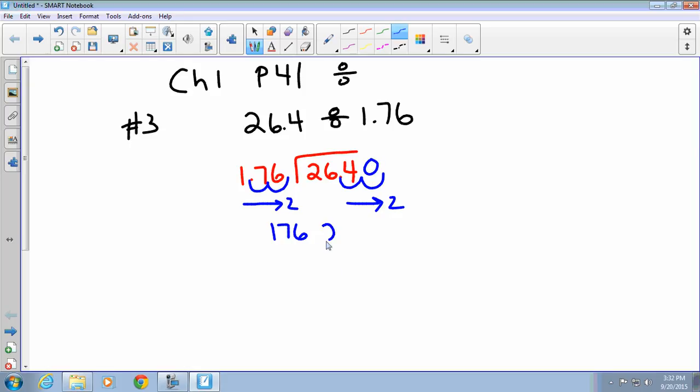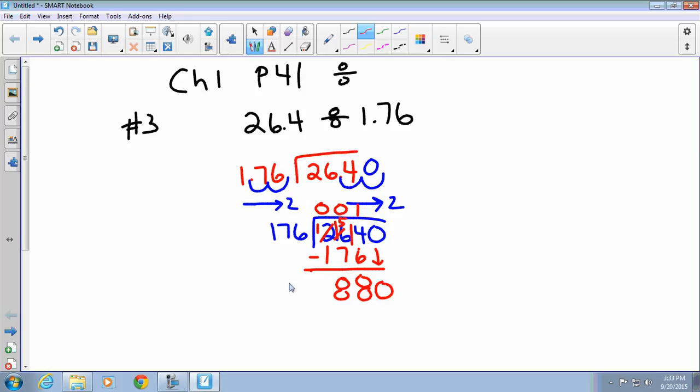My new problem becomes 2640 divided by 176. 176 does not go into 2. 176 does not go into 26. 176 does not, oh yes it does, it goes 1 time. We're going to subtract 176. We have to borrow from the 2. This becomes 16, becomes 15, and this becomes 14. 14 minus 6 is 8. 15 minus 7 is 8, and we're going to bring down the 0.